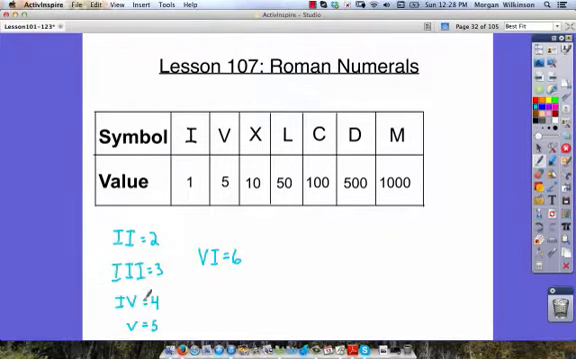If we wanted to write the number 99, we'd have to use a C, but we're going to take 1 away from C, so we'd write IC, and that would be equal to 99. Now let's practice a few numbers with Roman numerals.